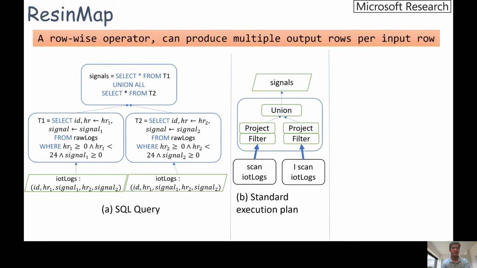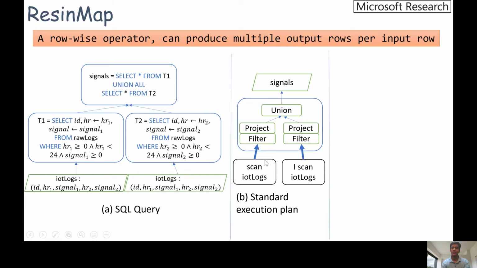So here's an example of a query that can be implemented by a single RESIN map, which today is not implemented that way by a standard query optimizer. The details of the query are not important, but what this query is doing is processing the same input table, IoT logs, 2 times, each time applying a different filter and selecting a different set of columns, and then unioning these selected rows using a union all operator.